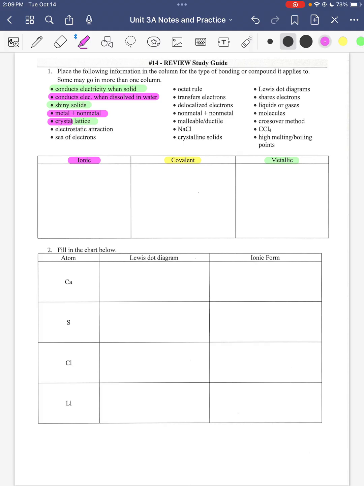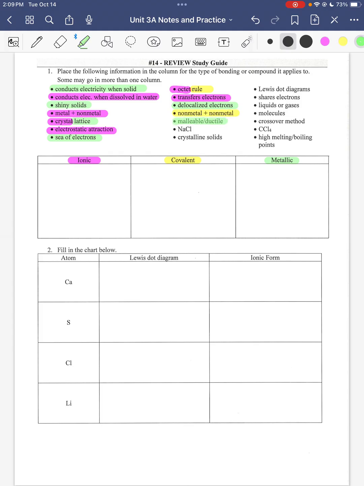Electrostatic attraction, meaning a positive and negative attracted to one another, is ionic. A sea of electrons describes metallic. The octet rule: both ionic and covalent substances follow the octet rule. Transfer of electrons is ionic. Delocalized electrons is going to be metallic. That's that sea of electrons. Nonmetal and nonmetal is going to be covalent.